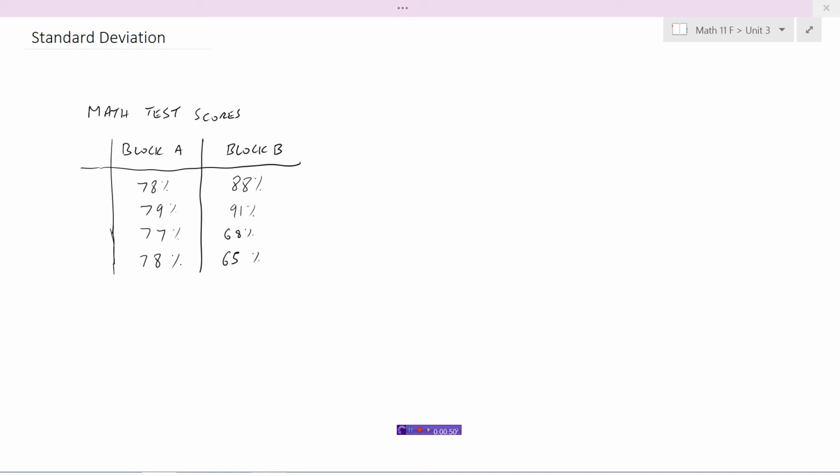Well, one of the things we could look at is we could figure out what the mean is for each one. And the mean is like the average mark in the class. So the mean, sometimes we use this for the mean, x with a bar on the top. So when you see that, x with a little bar on the top, that just simply means the mean, or the average. So let's figure out the mean for Block A.